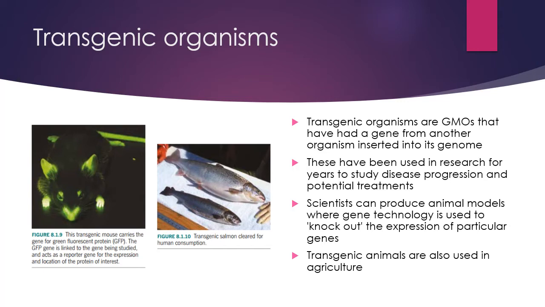They can use knockout technology, which is where the animal model has had a gene removed to look at the role of that particular gene. They do use transgenic animals in agriculture as well. So the image on the left is a mouse carrying the gene for green fluorescent protein, GFP, which is not normally found in animals. So that's a transgenic animal. And on the right there, you've got the transgenic salmon, which would have genes inserted for growth and that sort of thing to get a lot bigger fish and feed more people.